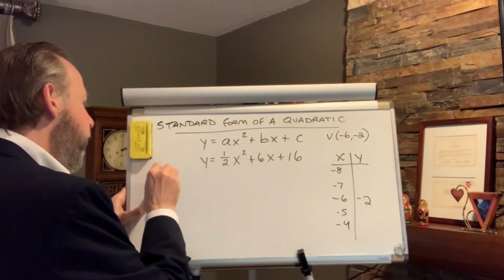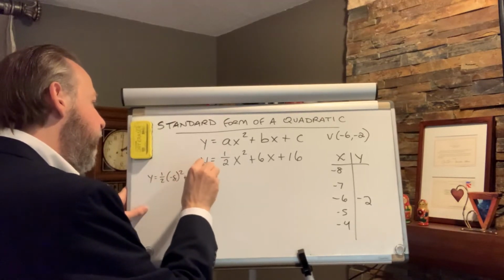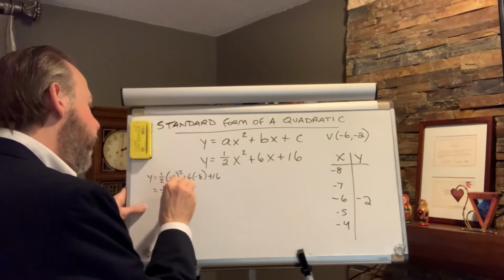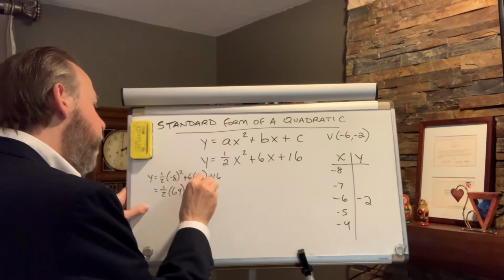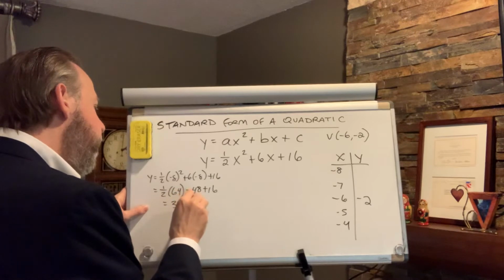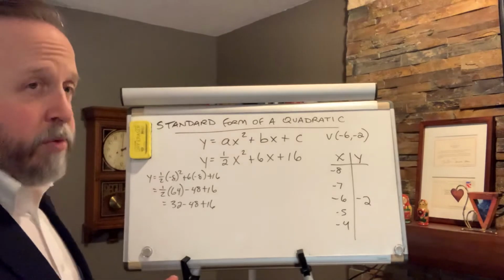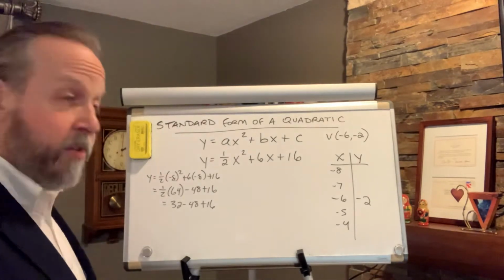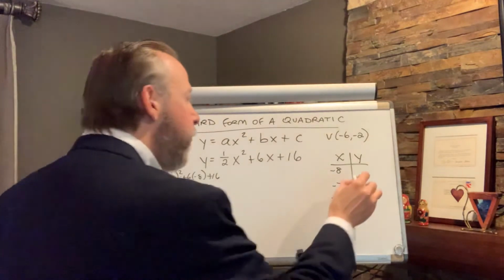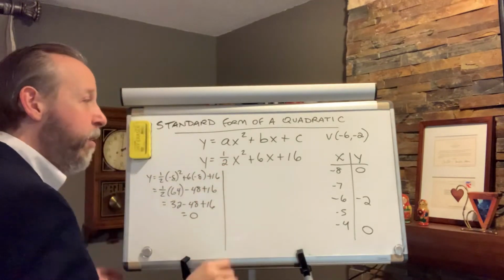So if I plug in the negative 8, 1/2 times negative 8 squared plus 6 times negative 8 plus 16, it's half of 64 minus 48 plus 16, which is 32 minus 48 plus 16. 32 minus 48 is negative 16. So if I add 16, that gets me a 0. So this is also going to be a 0 because I know that it's going to be symmetric.